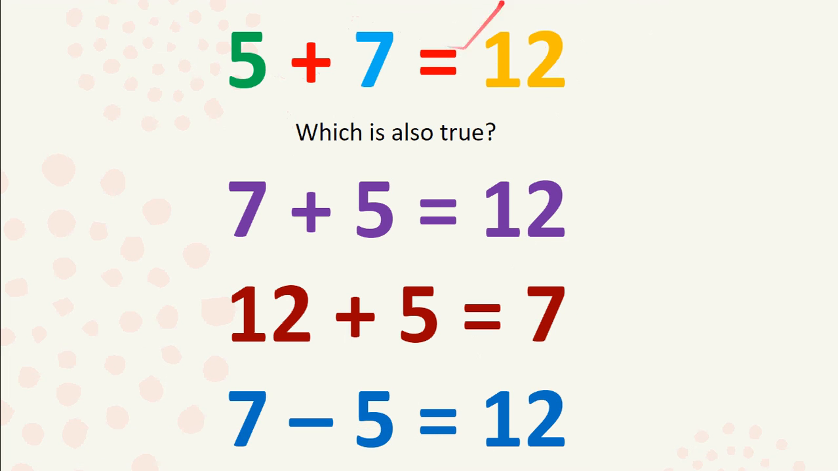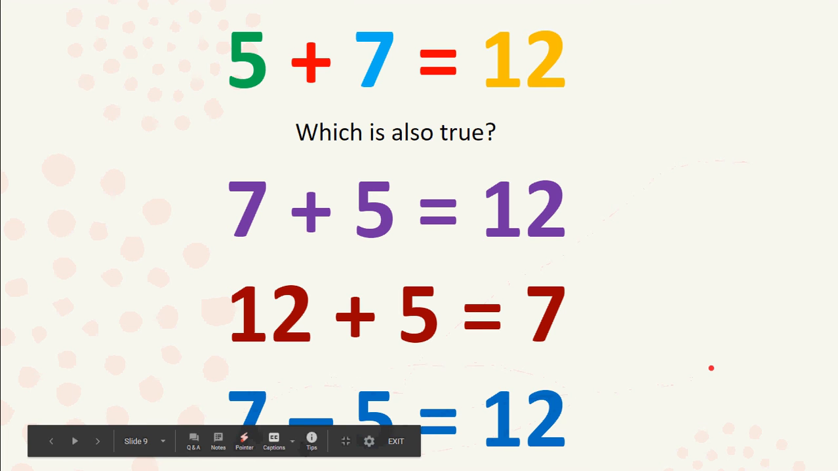If we know that 5 plus 7 equals 12, what do we also know? Take a second and look at these 3 equations. 7 plus 5 equals 12. 12 plus 5 equals 7. 7 minus 5 equals 12. Well, look at this number here. I see that in this subtraction sentence, my biggest number is out here. That can't make any sense. If I have $7 and I take away $5, how am I going to have 12? We know that one's not going to work.